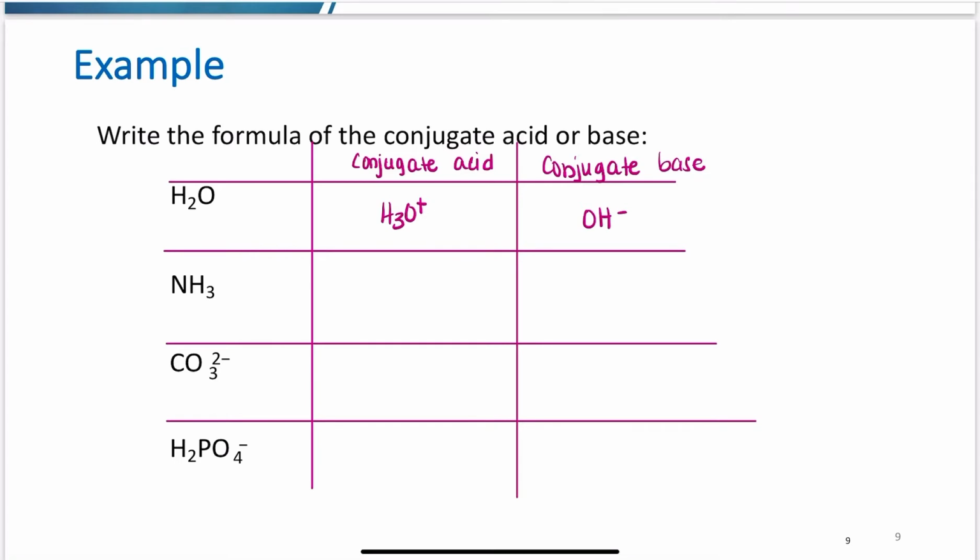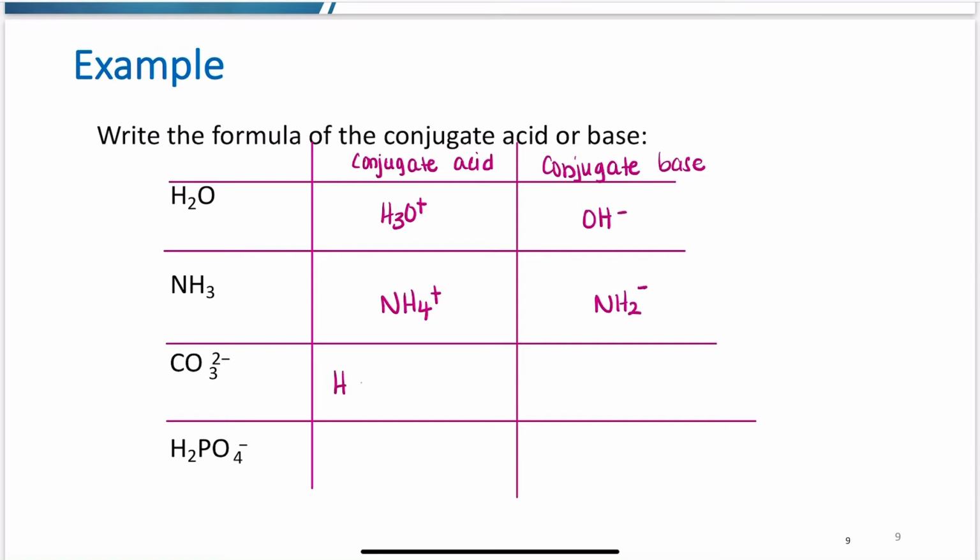And for NH3, the conjugate acid, assuming it originally acted as a base, is going to form NH4+. It's not happy about it, but if I originally treated that NH3 as an acid and forced it to give away one of its protons, its conjugate base would be NH2-. CO3 2- can have conjugate acids, meaning it can act as a base to start. If it acts as a base, it has a conjugate acid.